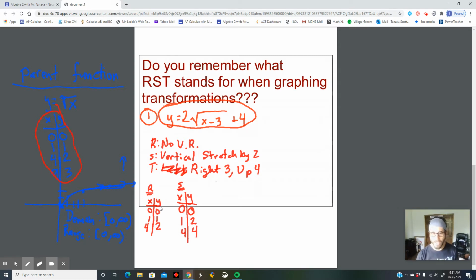And then last, we translate x, y. Right 3 means we add a 3 to all of the x's. 0 plus 3 is 3. 1 plus 3 is 4. 4 plus 3 is 7. And then we go to the 4. 0 plus 4 is 4. 2 plus 4 is 6. 4 plus 4 is 8.